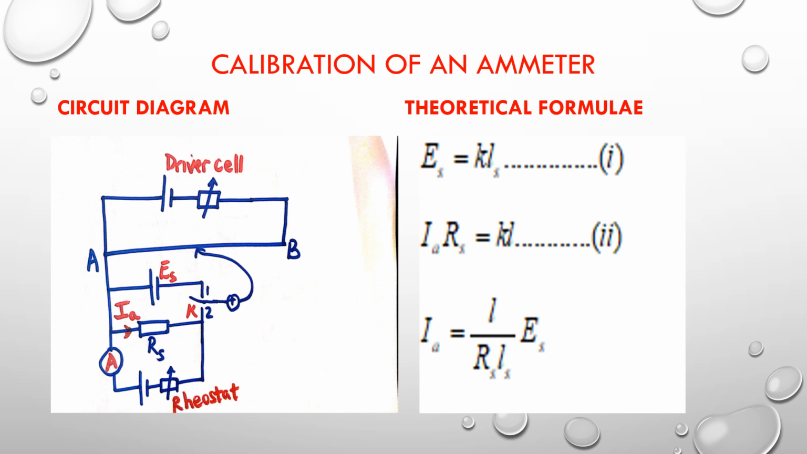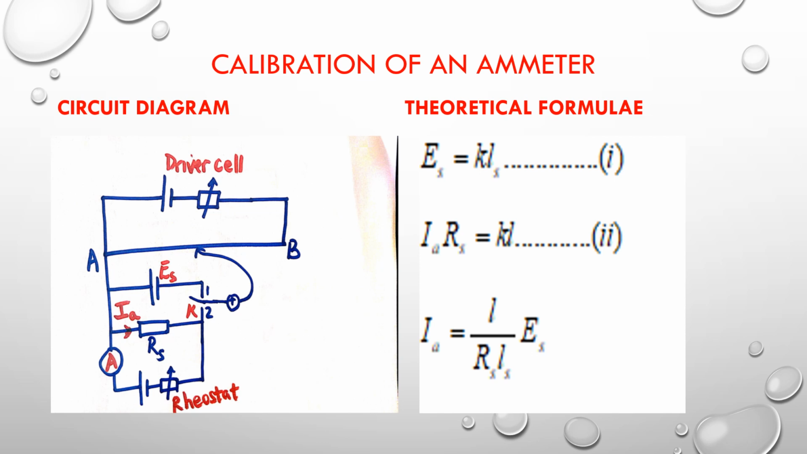Now, when the circuit is connected as shown, the switch K is first thrown to position 1, and the jockey is moved along the wire AB until a balance point is reached. That balance point is reached when the galvanometer shows no deflection. In other words, no current flows through the galvanometer.